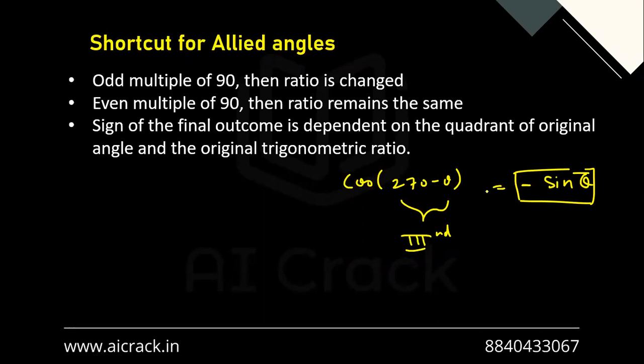So this is the shortcut to find the allied angles. You just have to remember this process and you'll find the entire series of allied angles, right? You don't have to do the derivation every single time.